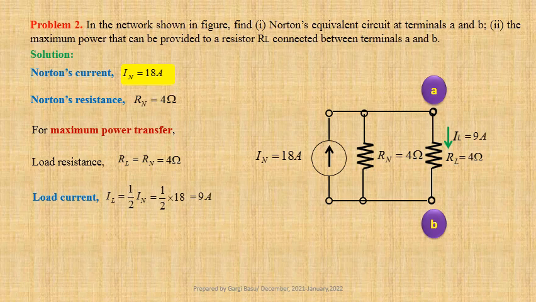Now we shall calculate the maximum power that can be provided to the load resistor. Pmax equals IL square into RL. Using values we get 9 square into 4, that is equal to 324 watts.